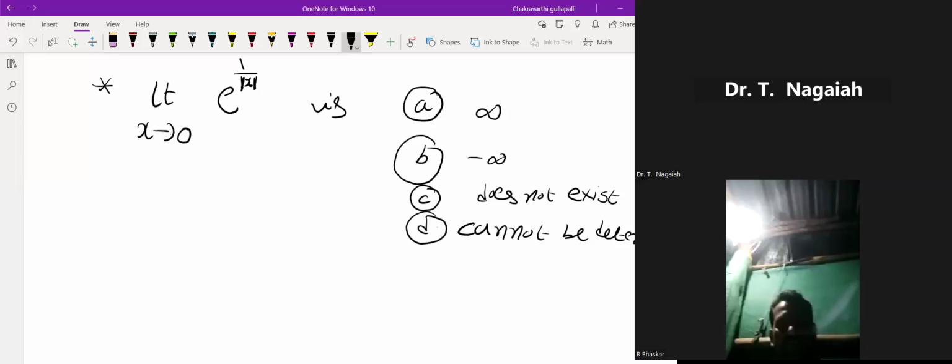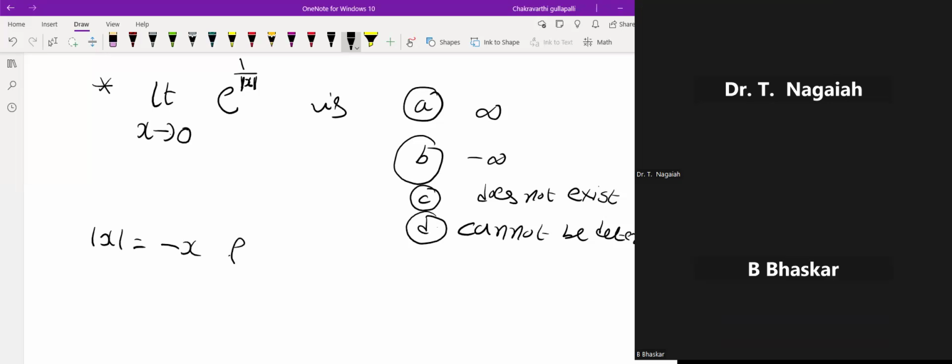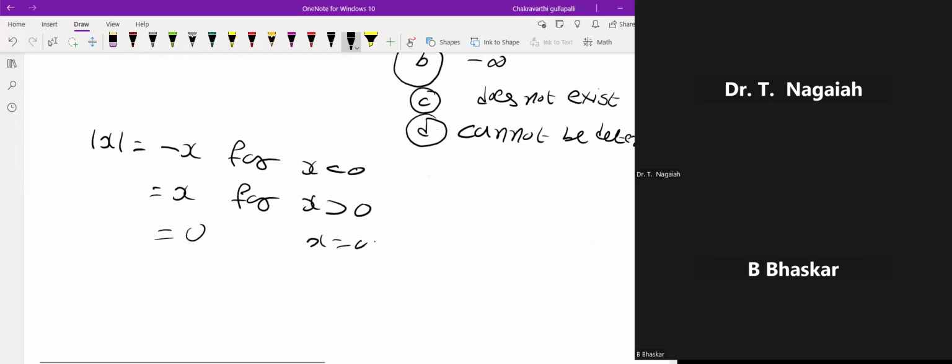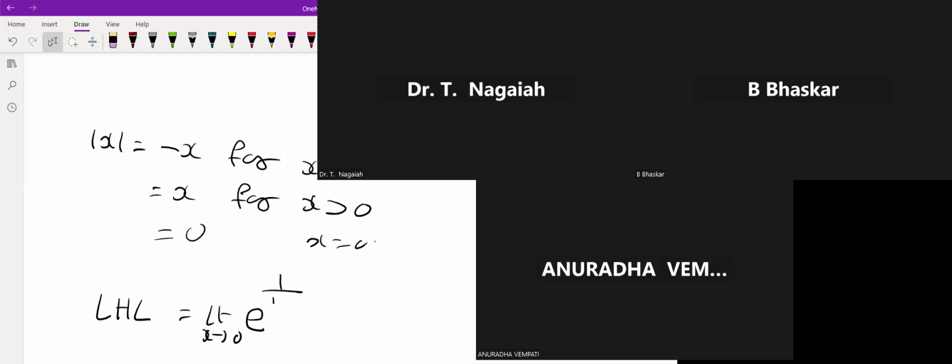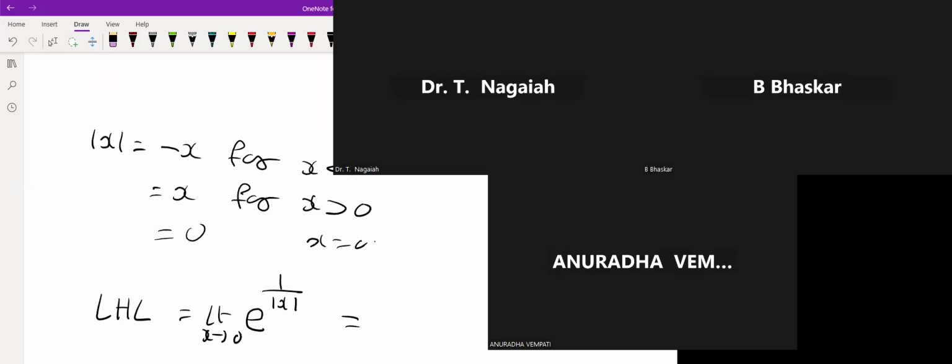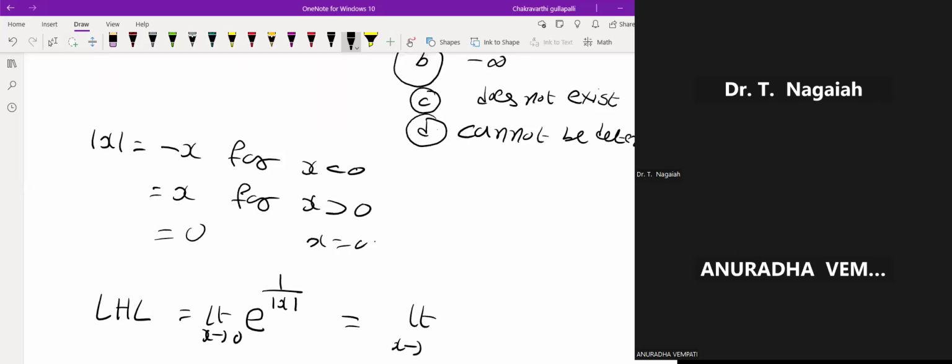అదే గ్యాప్. సో ఇప్పుడు చూద్దాం ఇది. సో నేను mod x అంటే ఏం చెప్పాను ఇంతకు ముందర? మైనస్ x ఫర్ x లెస్ దాన్ 0, x ఫర్ x గ్రేటర్ దాన్ 0, and 0 for x equal to 0. సో లెట్ us go for LHL RHL. mod x డిఫైన్ డిఫరెంట్లీ ఉంటుంది కాబట్టి. Limit x approaching 0 e power 1 by mod x. So always remember, first you have to simplify, then only apply. Simplify, apply. ఇది ఒక ఫార్ములా లా గుర్తుపెట్టుకోండి. ఎప్పుడు కూడా సింప్లిఫై చేసిన తర్వాతనే అప్లై చేయాలి.